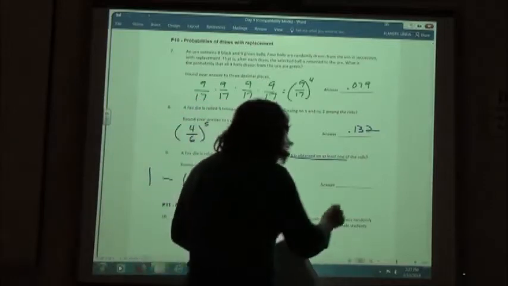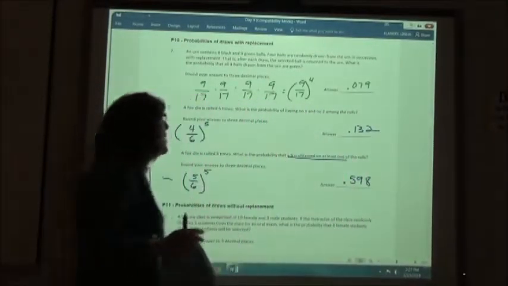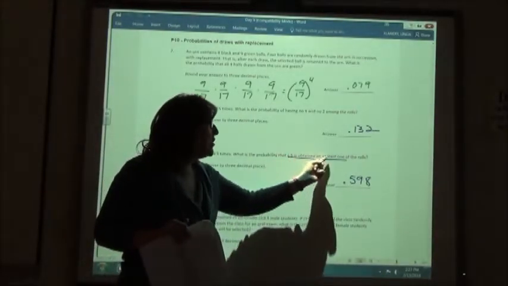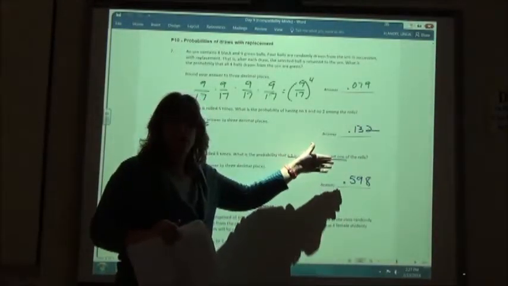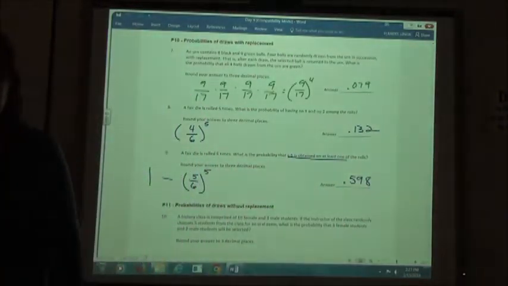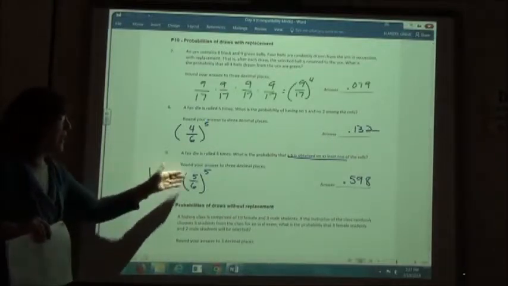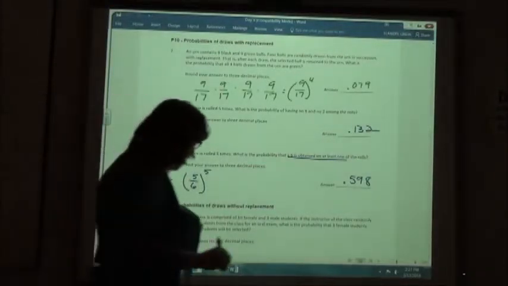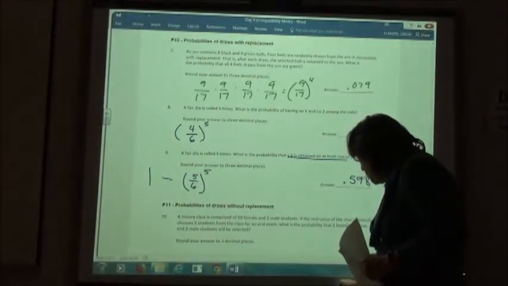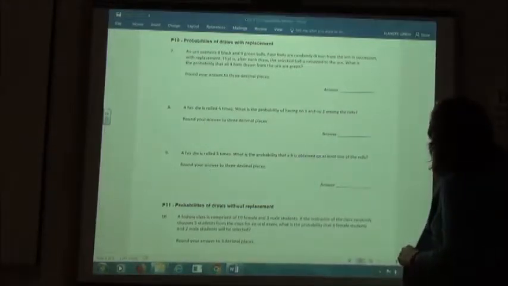0.598, yep, is what you should come up with. So on this one where they say at least one of the rolls, what you want to do really is figure out if it's not on any of the rolls, because it'd be easier to do. And then you take 1 minus that answer. All right, the next ones we are now not going to replace, so our values won't be exactly the same every time.